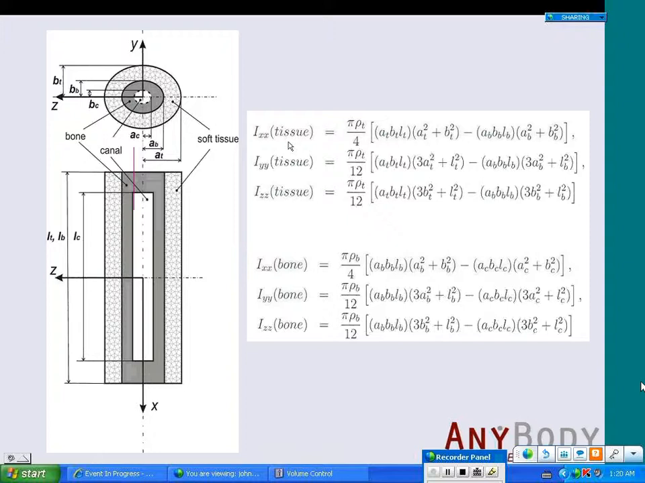Here we can see we consider the tissue and the bone, and calculate them separately. The bone is considered hollow in the center, but not going all the way through. It has a dimension, a cross-section that is elliptical. The soft tissue is also considered elliptical, and the bone goes through it. Then we consider the subscript T to represent the tissue. If you have all these dimensions and put them in, then you will be able to calculate the mass moment of inertia of each section.